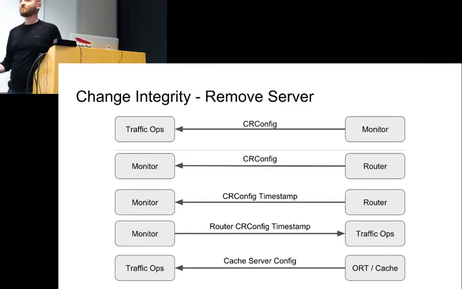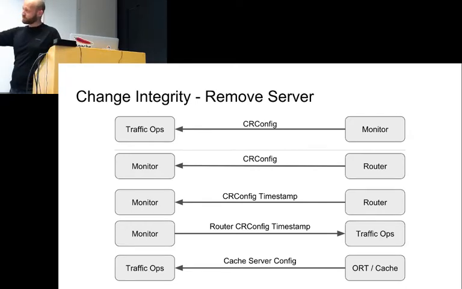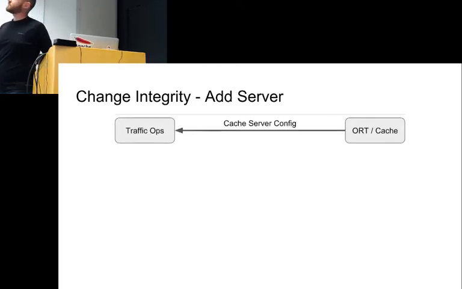The endpoints stay the same. One of the goals of this whole thing is to keep the APIs the same. So the monitor just requests its normal CR config, ORT requests its normal configs, and Traffic Ops, again, as that central source of truth, will give them the things it's safe for them to have. And it works in the opposite direction the same way.